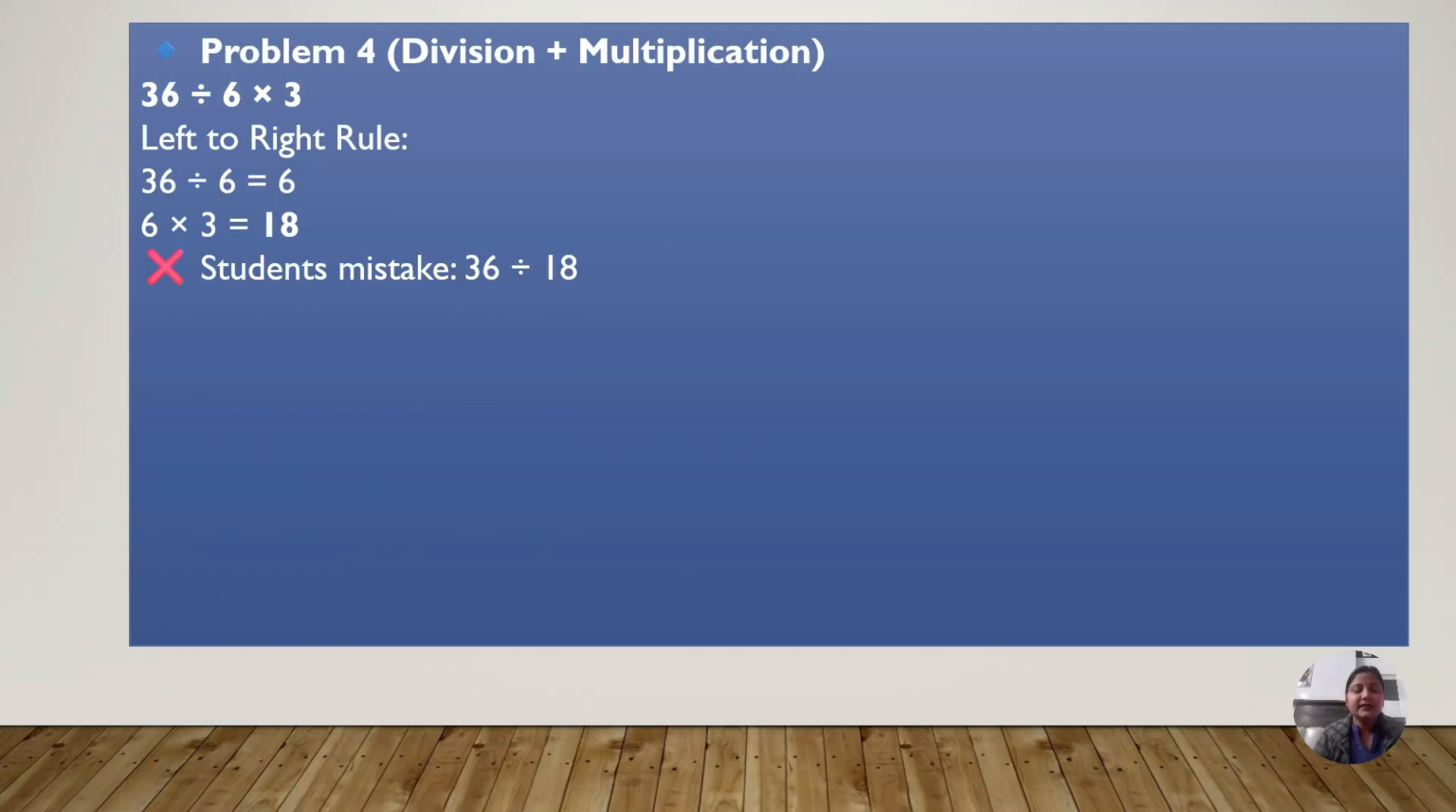Then let's start with another problem. We solve it. 36 divided by 6 multiply 3. So what do we need to solve first? You need to solve division first, then multiplication, according to the BODMAS rule order. So 36 divided by 6, you will get 6. Okay. So you will get 6 multiply 3, you will get 18.